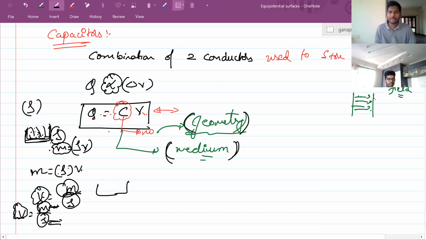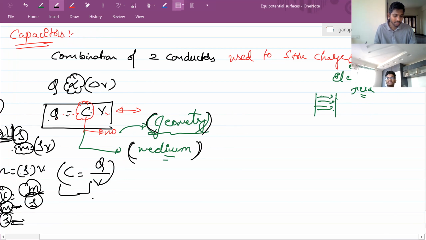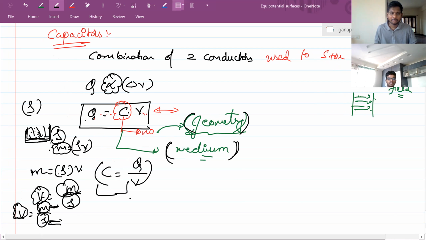Similar comparison here: capacitance is equal to Q by V, but it will not depend upon Q or V. It will depend upon the geometry and the medium. Okay. Then, that is one of the very crucial points you need to understand as a fundamental concept of capacitance.